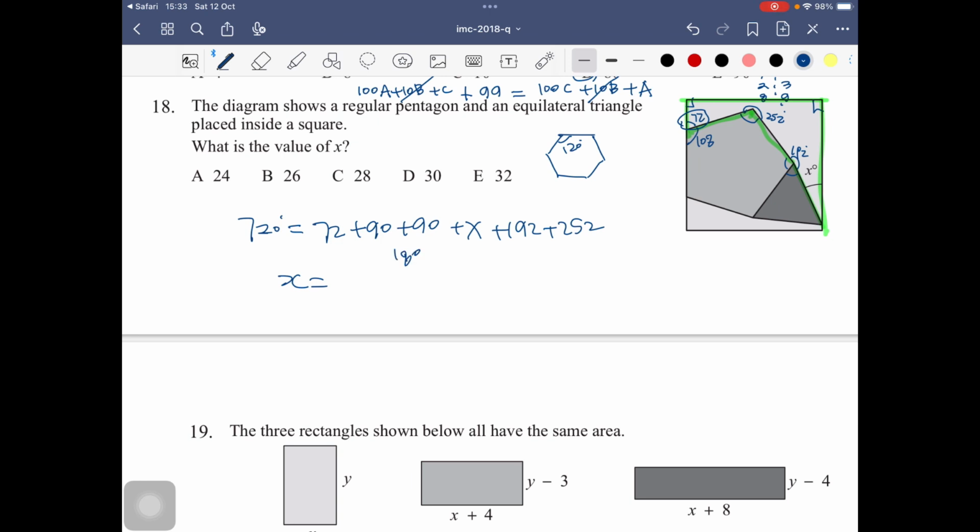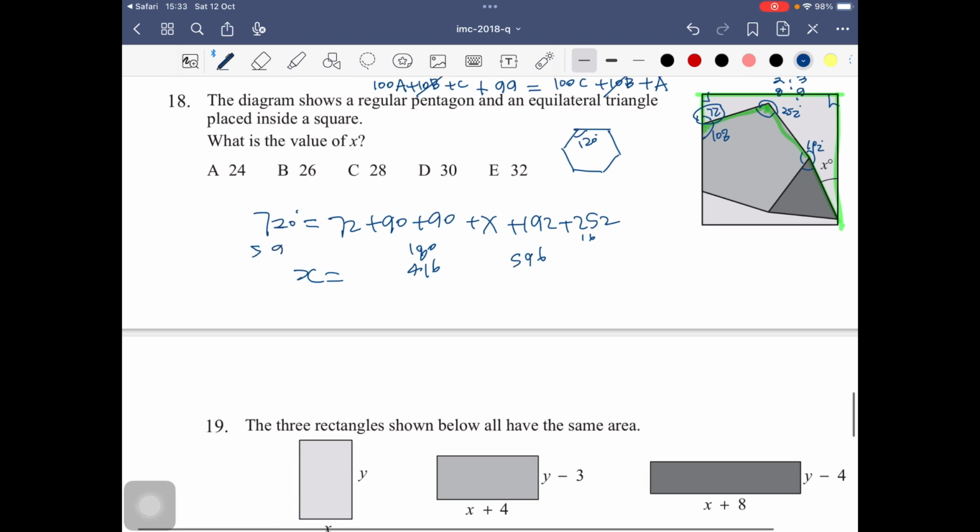16, 25, 41, 6, 695. $180, 1, 2, 3, 4, 5, 6, 3, 2, 6. So 6, 9, 6, 24.